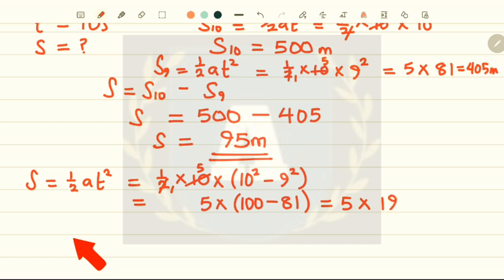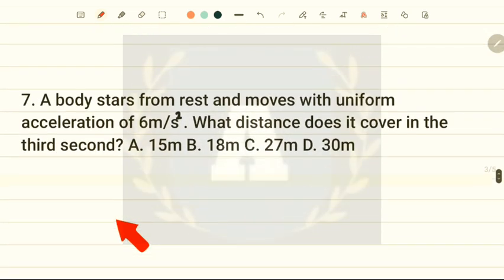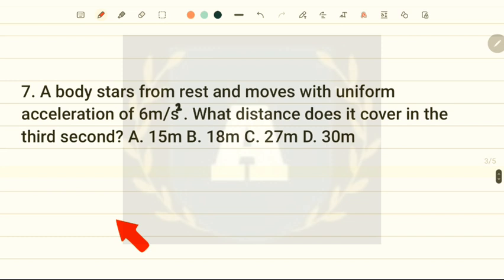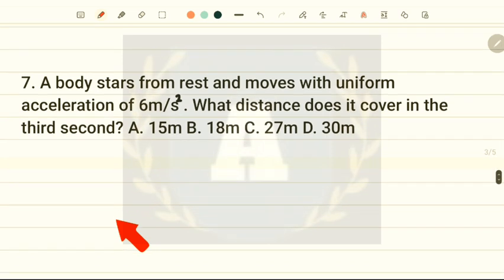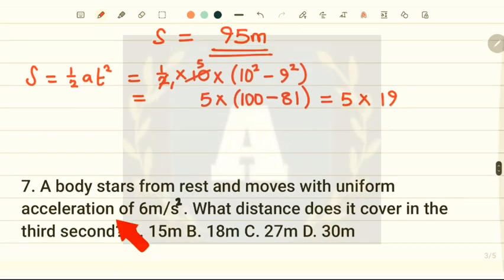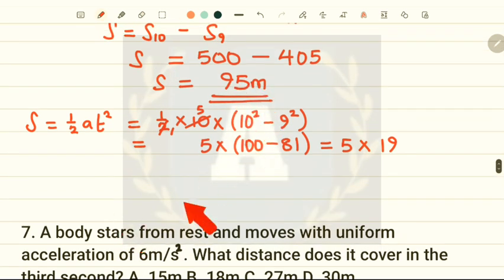All right, so multiply that and tell me what your answer is. So now I leave you with that. You can pause the video and complete that. You should get an answer which is also 95.